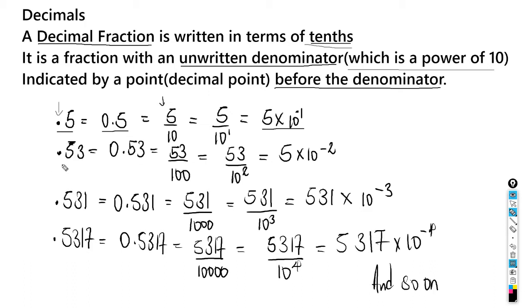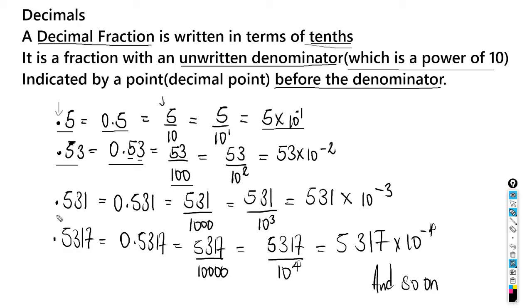So let's look at the next one. It says 0.53, which is the same thing as 53 over 100, because there are two decimal places here, the 5 and the 3. Then you have 53 over 10 to the 2. 10 to the 2 is 100. So you have 53 multiplied by 10 to the minus 2.